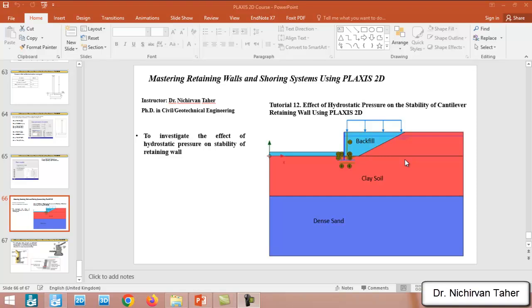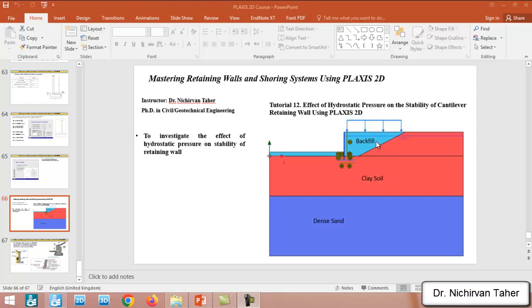So in this example, we assume there is water behind the retaining wall, whether this water comes from rainfall or any other sources, and we will investigate the effect of this water behind the retaining wall on the stability and lateral earth pressure of the wall and the displacement of the wall.